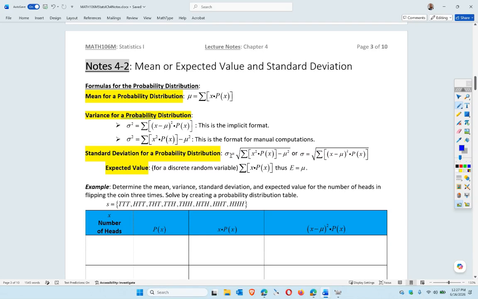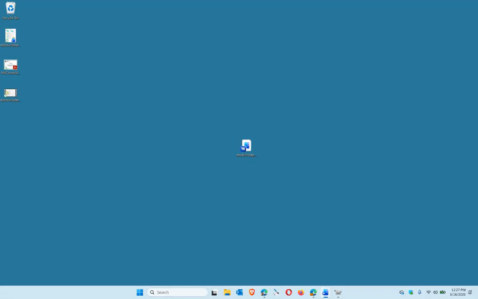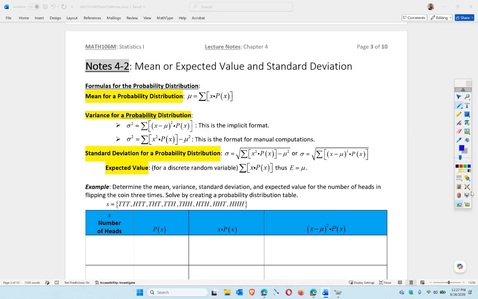Alright, this is Chapter 4, Section 2. So we did mean, variance, and standard deviation in the past. You're like, well, what's the difference here?